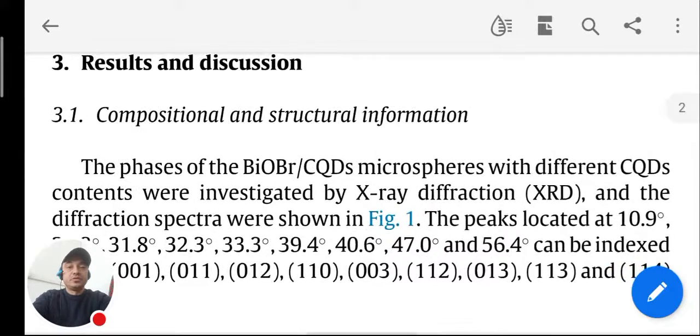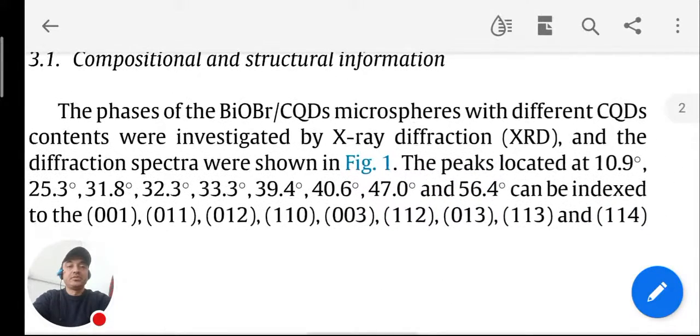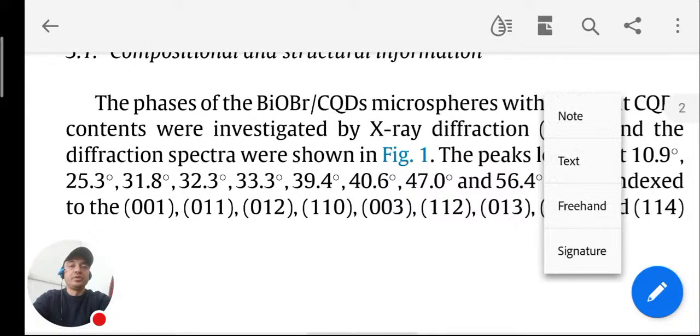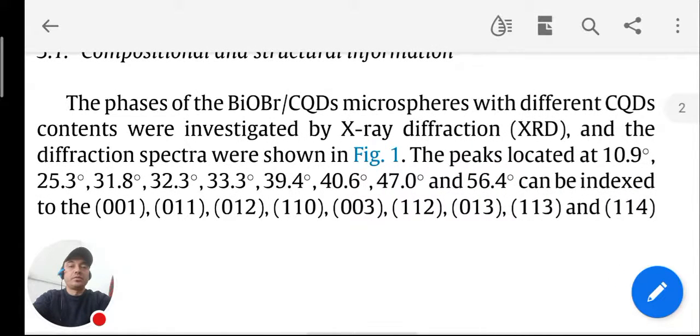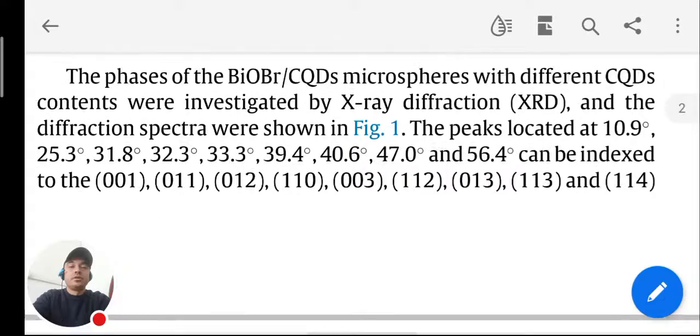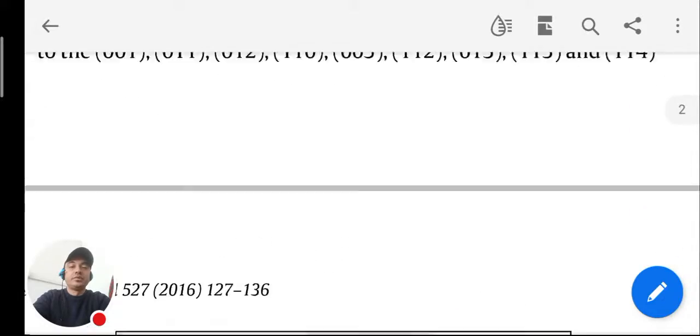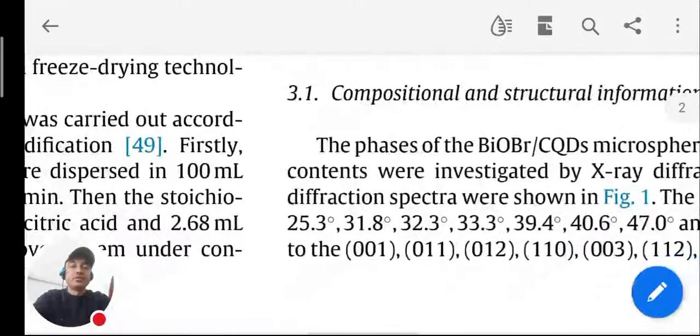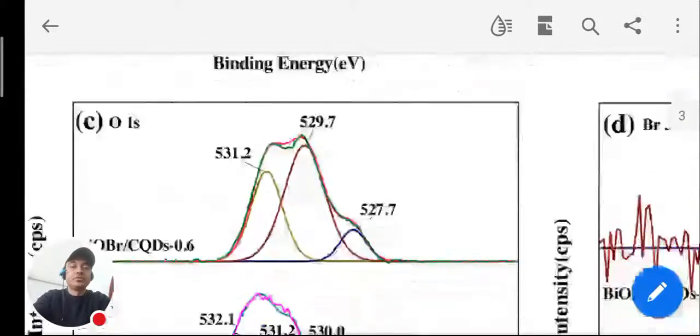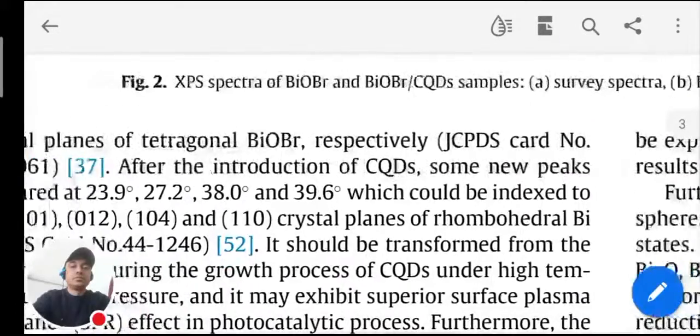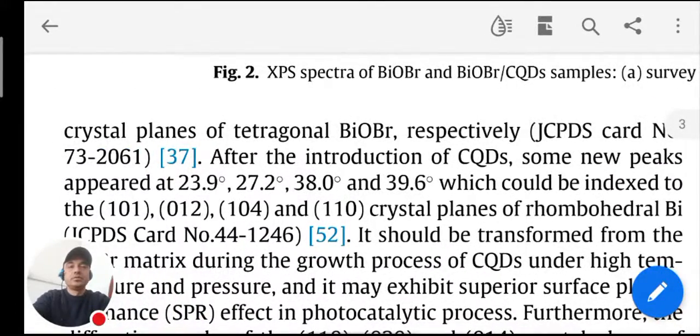Results and discussion. The compositional and structural information, the phase of the BiOBr and carbon quantum dot microsphere with different carbon quantum dots content were investigated by XRD. The diffraction spectra are shown. The peaks obtained are 10.9, 25.3, 31.8, 33. So these are all the peaks received by XRD. So this is the XRD result. Later I will show you, first we will just read the results.